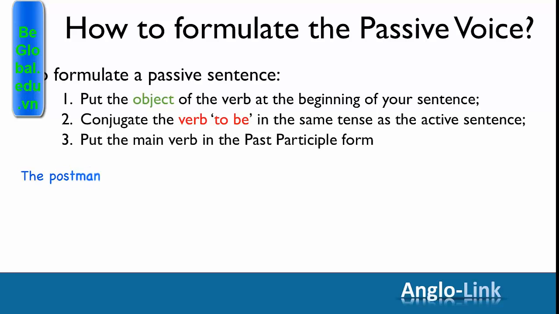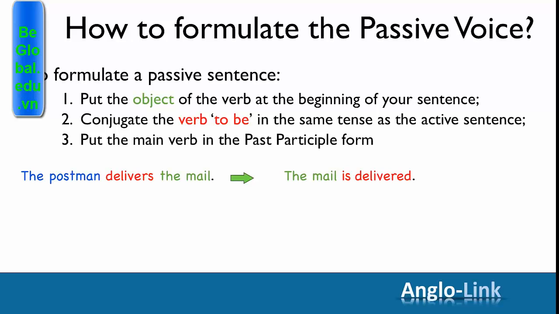For example, the active sentence is: the postman delivers the mail. Get rid of the subject. Put the object at the beginning of your sentence. Conjugate the verb to be in the present simple tense, is, and put the main verb in its participle form. Delivered.